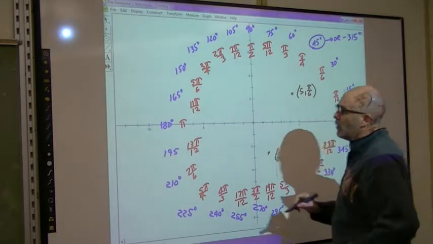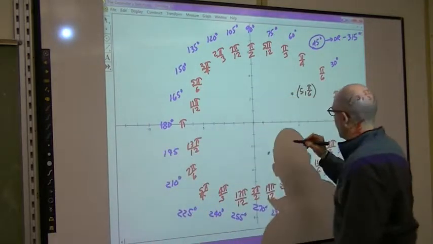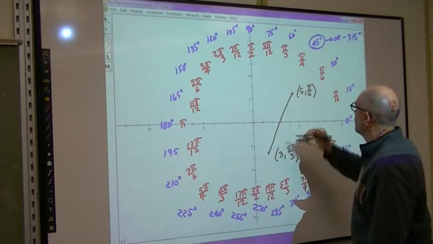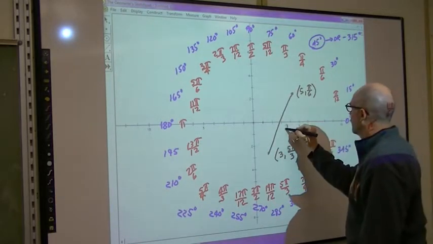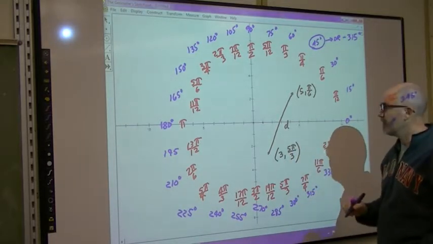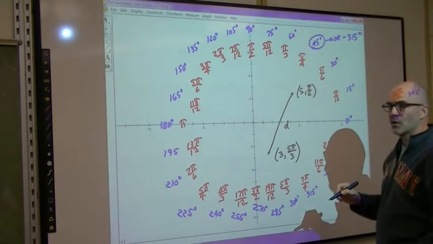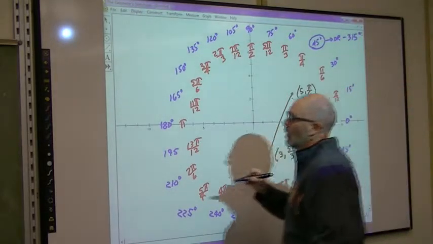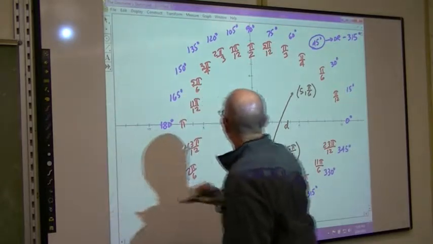And what we want to know is, what's the distance between these 2 points? Basically what we have here is a triangle that's not a right triangle. So our triangle looks like this.